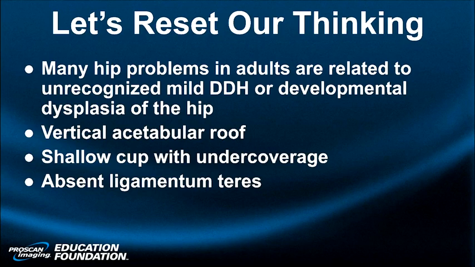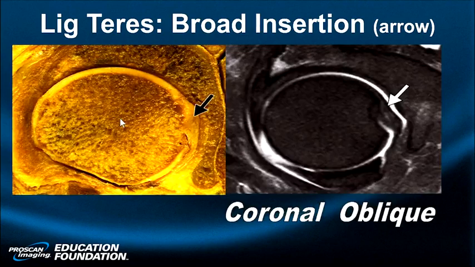Now, many hip problems in adults are related to unrecognized mild developmental dysplasia of the hip. And when I say many, I do mean many. The acetabular roof may be just slightly vertical. There's cup under coverage. In other words, the cup isn't completely covered by the acetabulum, and rarely the ligamentum teres is absent. For instance, here's the ligamentum teres.